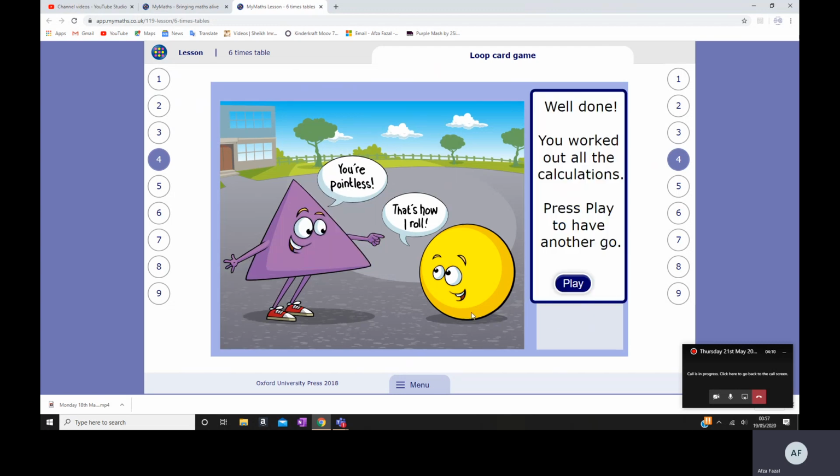You're pointless. That's how I roll. Hopefully some of you get the joke that the triangle is making to the circle, sorry, to the sphere, to say, you're pointless. And the sphere replies with, that's how I roll. Please tell me you get that joke.